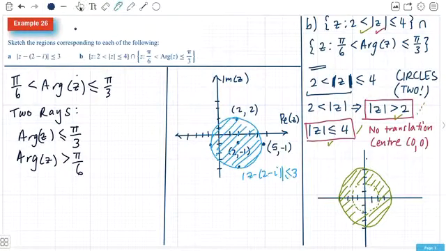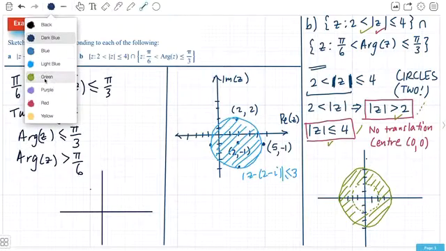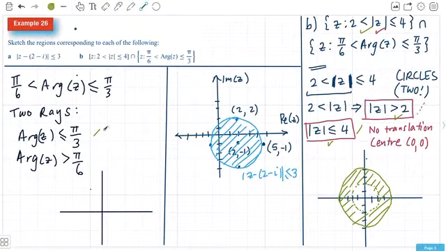Now you could do all of these on the same axes. I'm just doing it to sort of show you all the steps here. Okay, so again with green, this is going to be a solid line because it's an equals. We've got pi on 3. Pi on 3 is sort of there-ish, about there. And the other one we've got is a dotted line, pi on 6, and that's going to be dotted because it's a less than, and pi on 6 is sort of there, somewhere there.